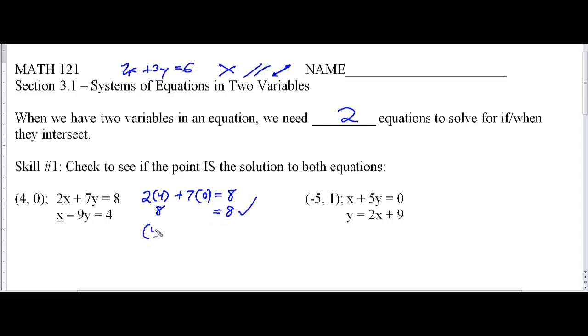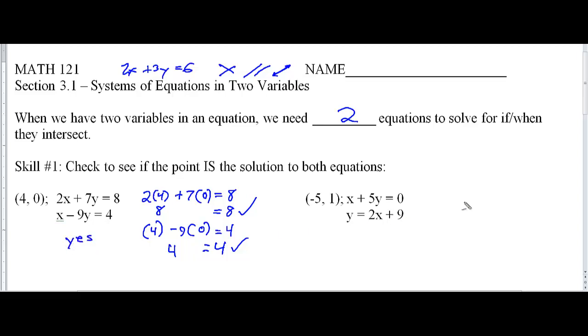So I'll plug my 4 in for my x, and 0 in for my y, using parentheses for my substitution, and I then simplify there. Negative 9 times 0 is 0, 4 is equal to 4, and there we go. That shows me that this point gives the correct response in both equations. So yes, this is a solution. These two lines cross at the point (4, 0), or the x-intercept.